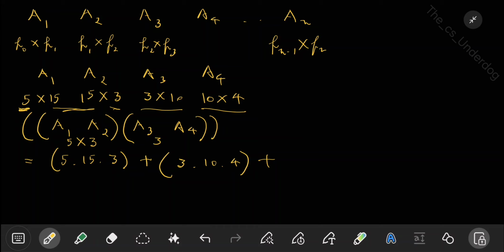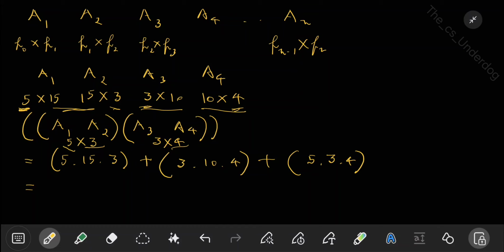Second result dimension will be 3 by 4. That is, 3 is from here, 4 is from here. If this is the case, then when I multiply these two results, what will be the total number of scalar multiplications required there? It will be 5 into 3 into 4. So this will be 5 into 3 into 4. What is the total here?